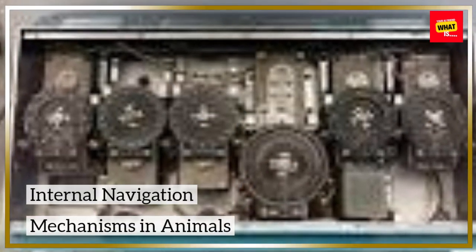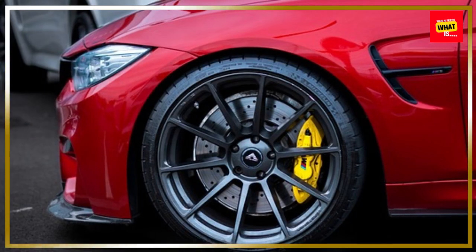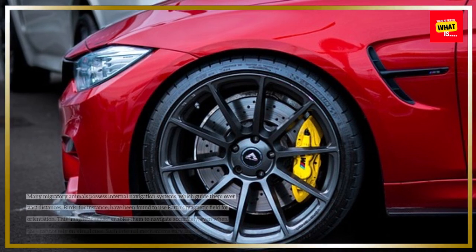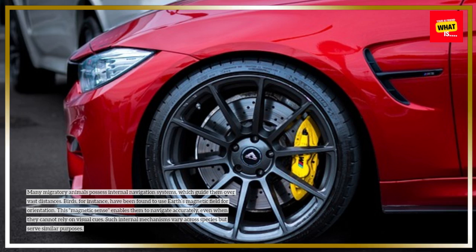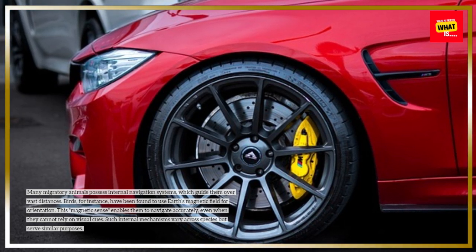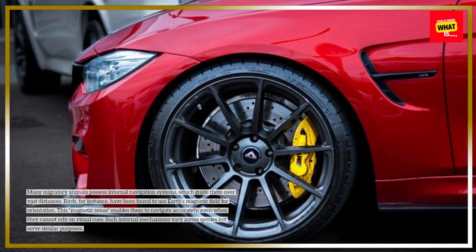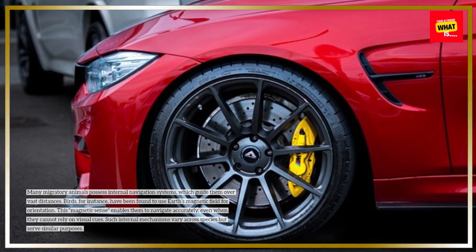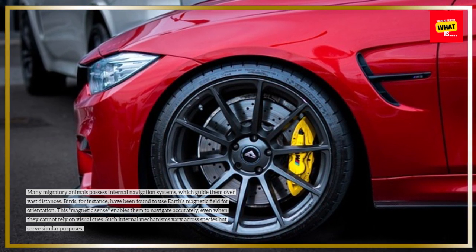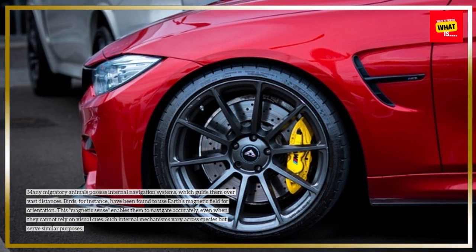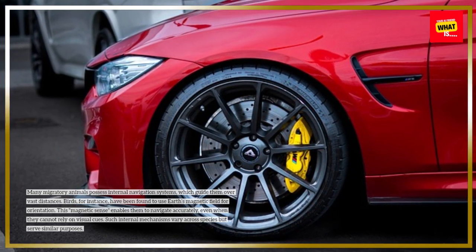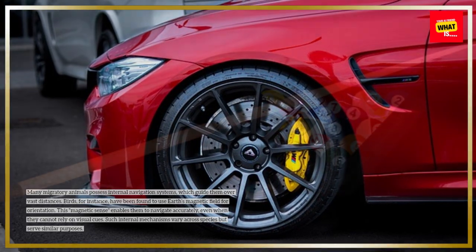Internal navigation mechanisms in animals. Many migratory animals possess internal navigation systems, which guide them over vast distances. Birds, for instance, have been found to use Earth's magnetic field for orientation. This magnetic sense enables them to navigate accurately, even when they cannot rely on visual cues. Such internal mechanisms vary across species but serve similar purposes.